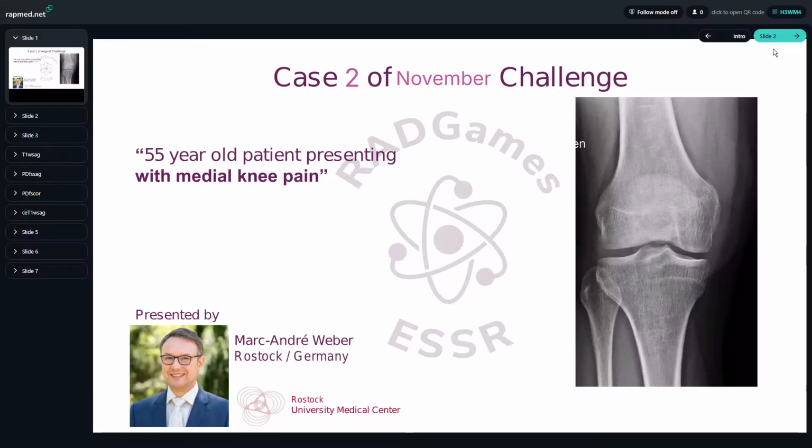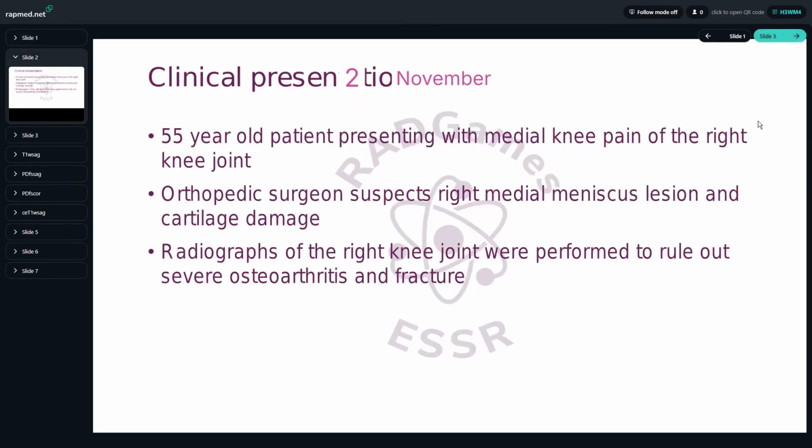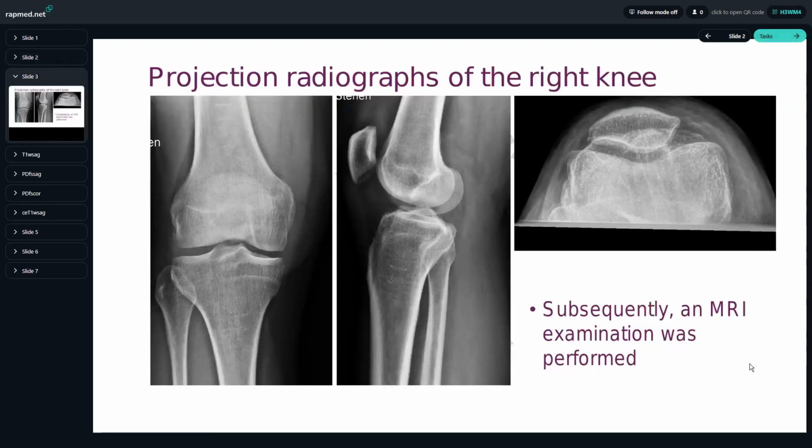My name is Marc-André and I will present you a 55-year-old patient presenting with medial knee pain of the right knee joint. Well, our orthopedic surgeons suspected right medial meniscus lesion and cartilage damage, and therefore they asked for radiographs. We performed radiographs of the right knee joint to rule out severe osteoarthritis or fracture. Let's have a look at the radiographs.